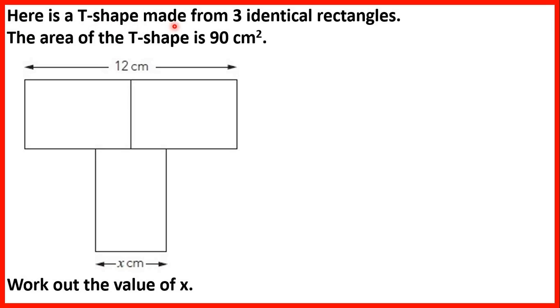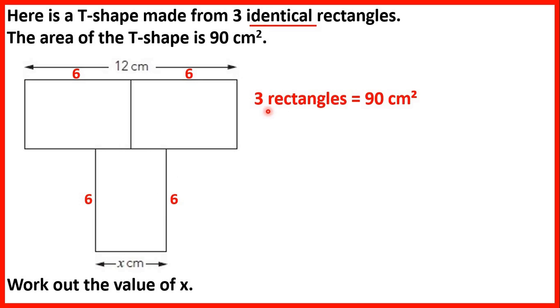Here is a T-shape made from 3 identical rectangles. The area of the T-shape is 90 centimeters squared. Work out the value of x. So we need to find the value of this length here. Now we know that these 2 lengths together, the length of 2 rectangles, is 12 centimeters, so that means the length of a rectangle is 6 centimeters. And our rectangles are identical, so these lengths will be 6 as well.